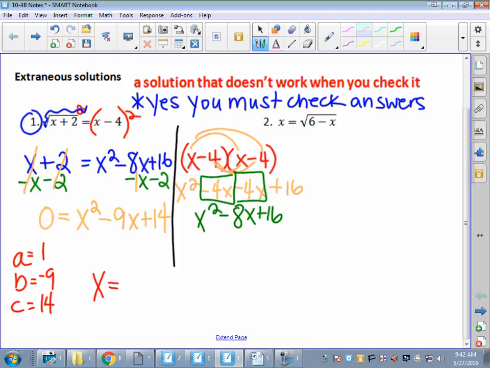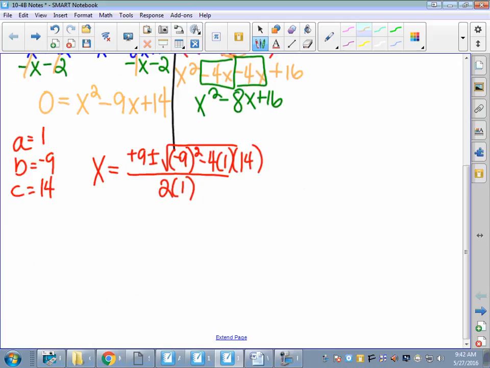So x equals negative b. What happens again to that negative b when it's already negative? Becomes positive 9 plus and minus the square root of negative 9 squared minus 4 times 1 times 14, all over 2 times 1. Everybody remembers the quadratic formula, right? If not, we need to go back and review.